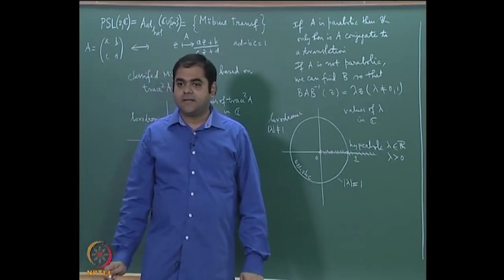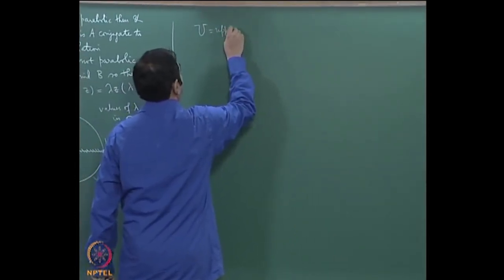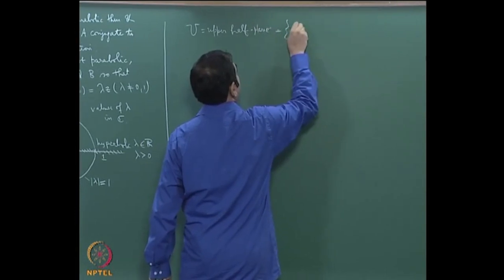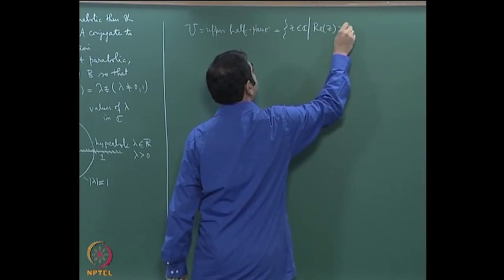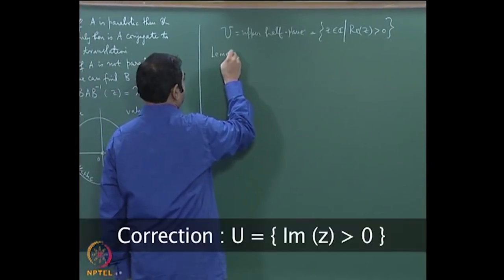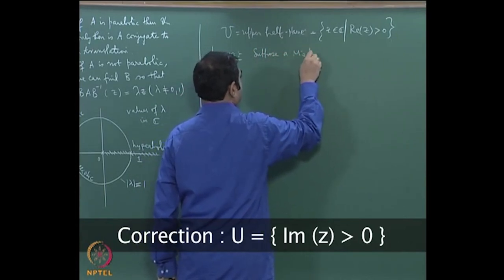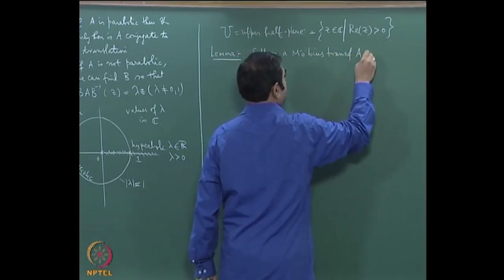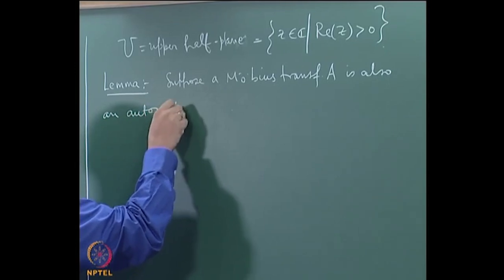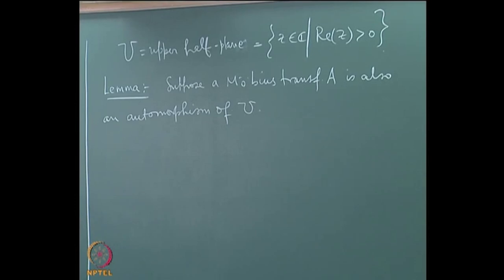So I am going to look next at what are the Mobius transformations that leave the upper half plane invariant, that is, automorphisms of the upper half plane. U is the upper half plane, which is by definition the set of all z in C such that the imaginary part of z is positive. Here is a lemma. Suppose a Mobius transformation A is also an automorphism of U. So I am looking at Mobius transformations which map the upper half plane isomorphically onto itself.